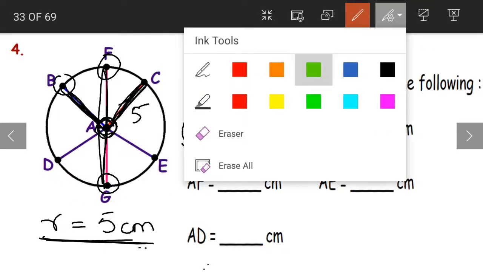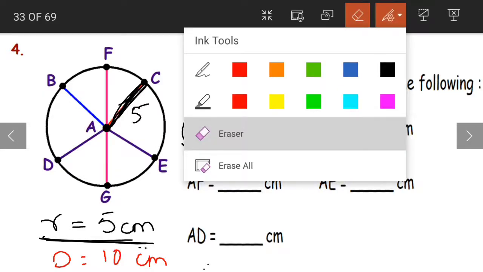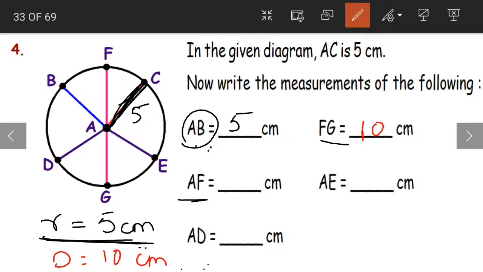So why are we finding out the diameter here? Because we are finding out the measure of FG. FG is nothing but the diameter. So diameter is equal to 10 centimeters. FG is equal to 10 centimeters. Next, what do we have? The next one, AF, from A till F. Is AF a radius or the diameter? It is radius. Yes. So again, radius is equal to 5 centimeters.